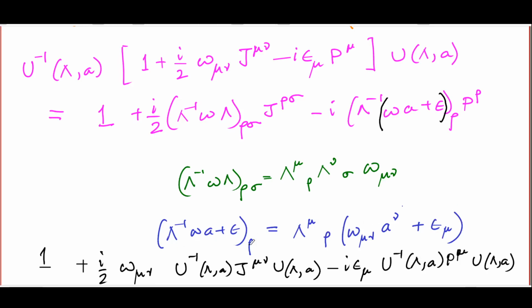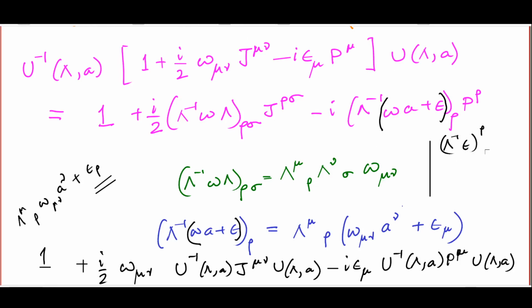If this really had been what I was looking at, I should have ended up with lambda mu rho omega mu nu a nu, plus epsilon rho. This is what I should have had if this were really what I was looking at. But because we are really looking at this, what I really get is this quantity. That is the second term here, which is just lambda inverse epsilon's rhoth component. That really has this form lambda mu rho epsilon mu. Just to show you how that works, this is the upper rhoth element of this.